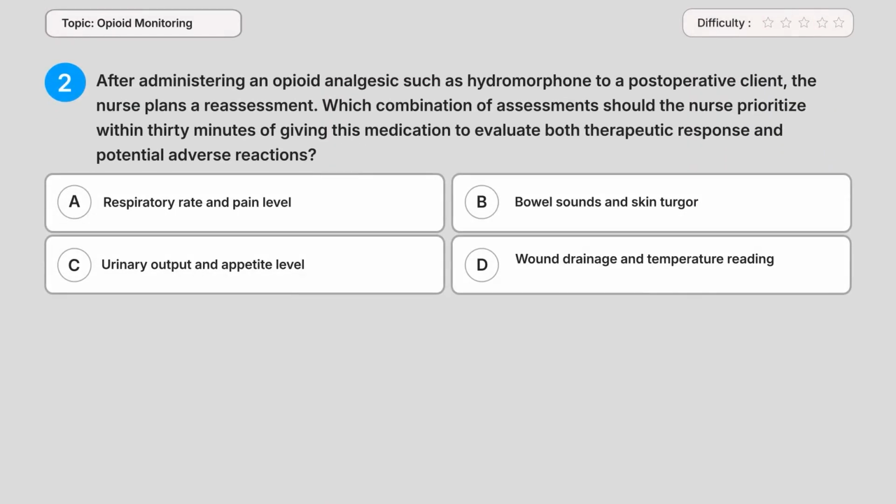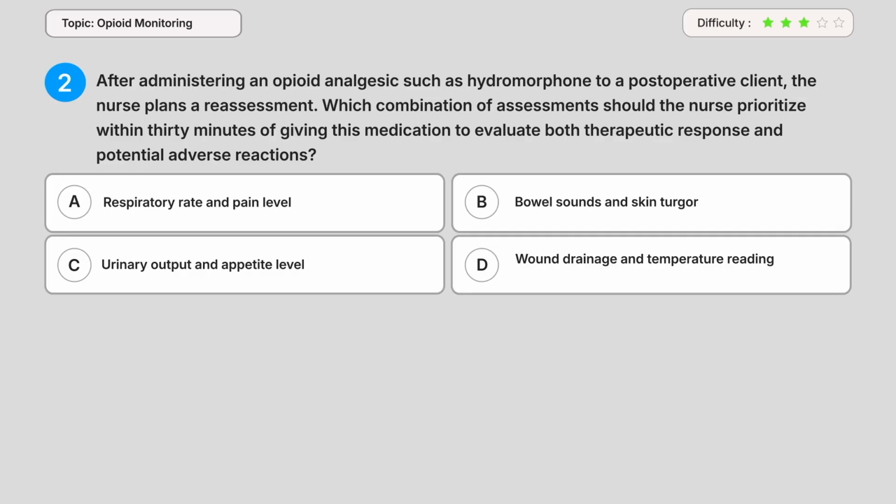2. After administering an opioid analgesic, such as hydromorphone, to a post-operative client, the nurse plans a reassessment. Which combination of assessments should the nurse prioritize within 30 minutes of giving this medication to evaluate both therapeutic response and potential adverse reactions?